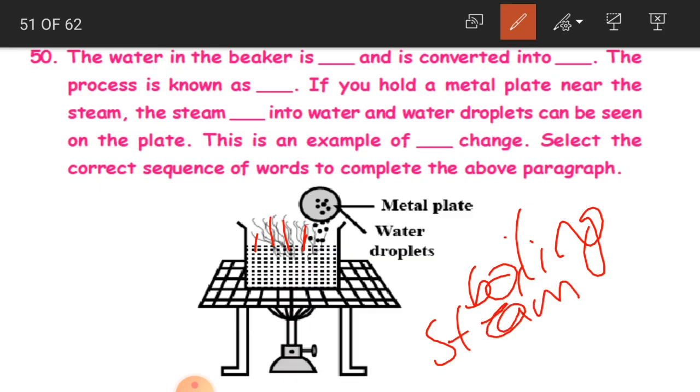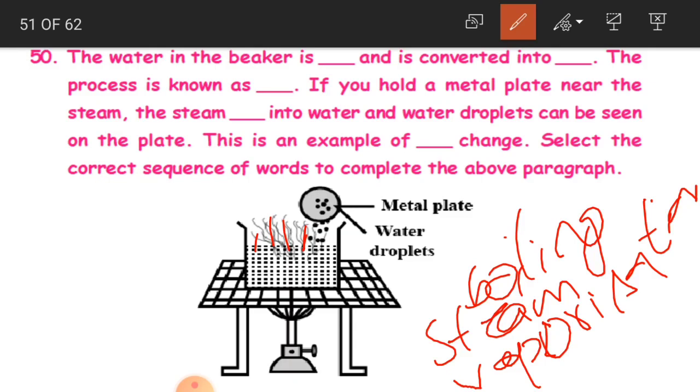And the process is known as, what do you call this? The boiling water converted into steam is called vaporization. Okay, what do you call it? Vaporization.